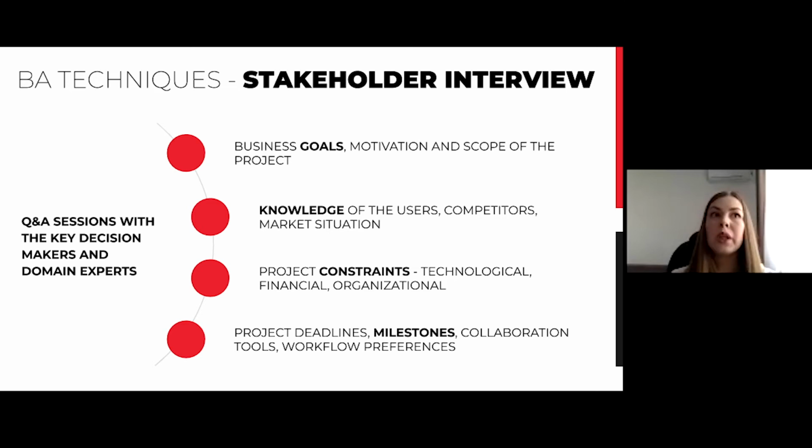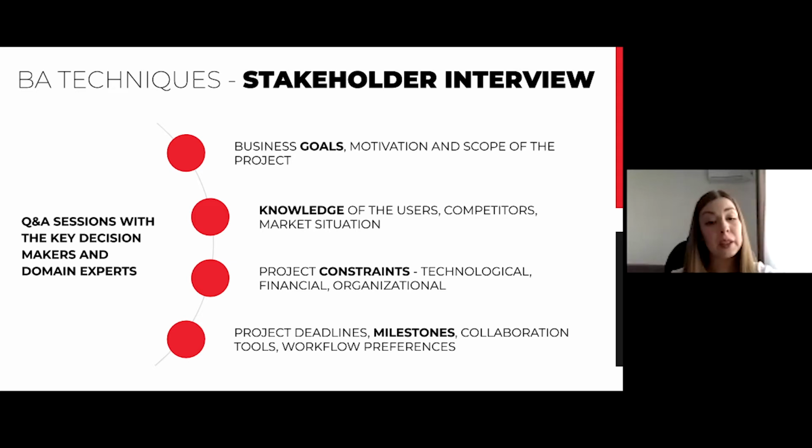What are the workflow preferences? So our company can suggest the workflow that we used within the same domains but within other projects, or the client can suggest their own workflow and state how they used to work in their company. So again, this is a stage when we are trying to find a balance and trying to understand the client and make sure that we are on the same page about the project vision.